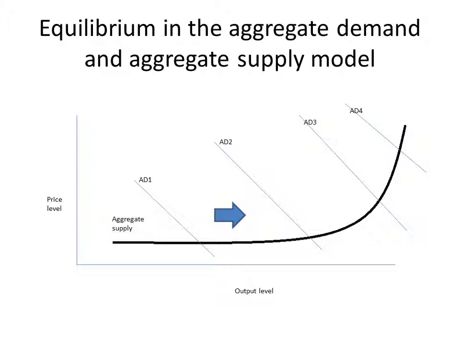And then finally we get into AD4, and notice at this point we get almost no output increases, but we get lots of price increases. Here the multiplier will not affect real output at all, but in fact we'll simply get higher prices, with little or no output increase.